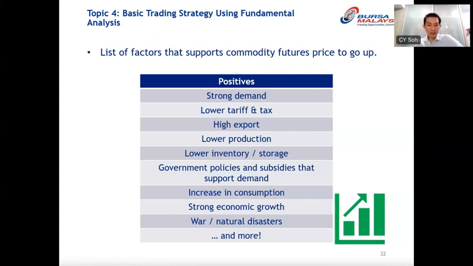And okay, one last thing that I will highlight is war and natural disasters. Of course, for those of you who are still very new in the commodity trading market, we have one recent piece of news, and I believe all of you may already know: recent events such as the Russian-Ukraine war in the year 2022 led to many commodity prices going up, especially the agriculture commodities and the energy commodities.